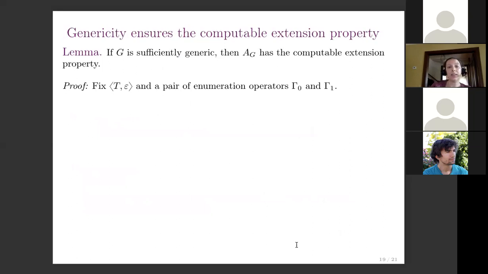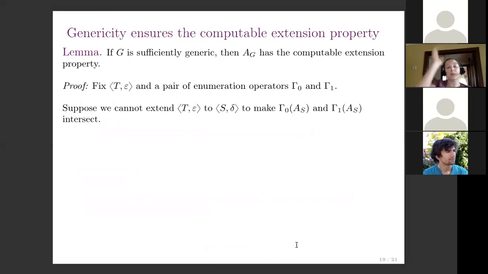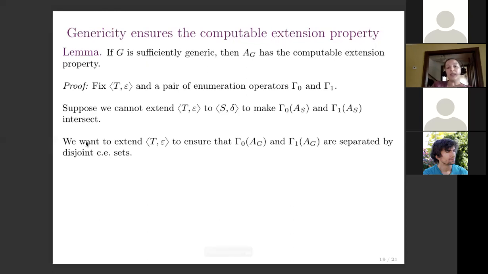To see this, let's fix a forcing condition T, epsilon and a pair of enumeration operators gamma 0 and gamma 1. First we try to force gamma 0 and gamma 1, relative to the generic object, to intersect. If they intersect, we don't have to worry about anything. If they don't intersect, we would like to prove that we can extend our condition to ensure that these two sets are separated by disjoint C.E. sets, because that was one of the equivalent characterizations of the computable extension property.